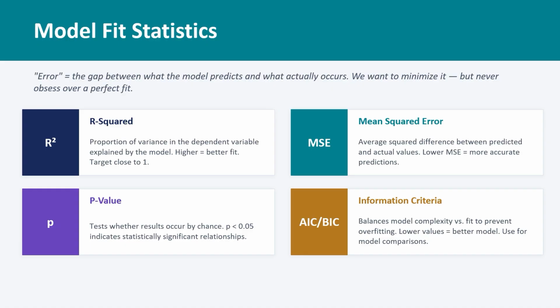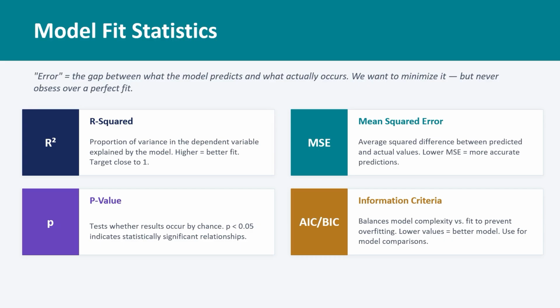That is why fit statistics come in. Every model has error, the gap between what it predicts and what actually happened. Our job is to understand and minimize that error. But, and this is important, we never want to obsess over a perfect fit. A model that fits the past perfectly often fails to predict the future well. The four key statistics we use in this course are R-squared, MSE, p-value, and AIC/BIC.